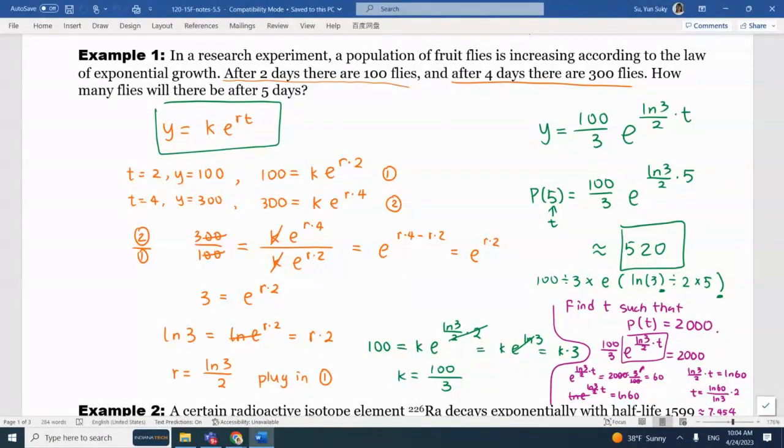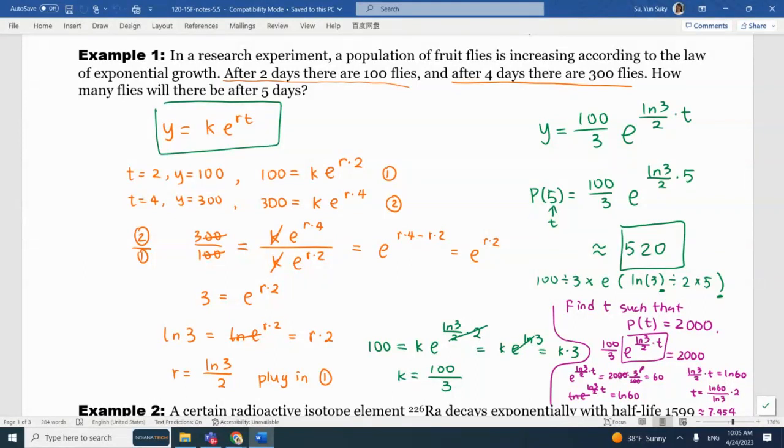We were given that today there are 10 flies. We plug in y equals 100 flies and t is 2 days, and then we get this equation. After 4 days, there are 300 flies. We plug in y is 300 and t is 4, and we get this. So we have a system of two equations. We want to solve for two unknowns, so you want to eliminate one of them.